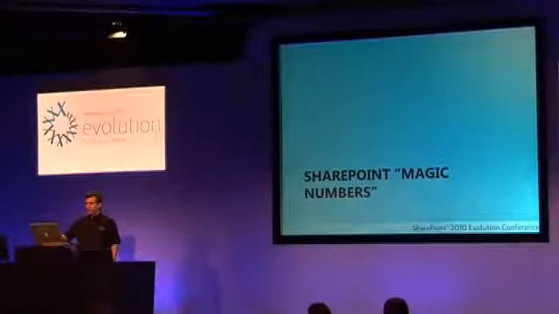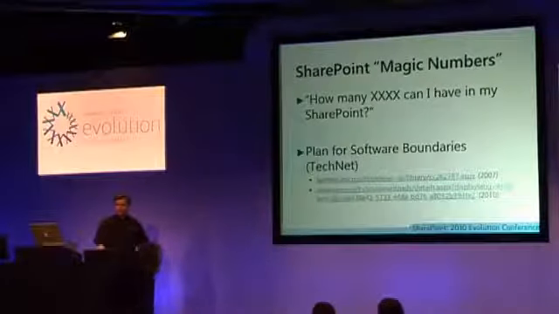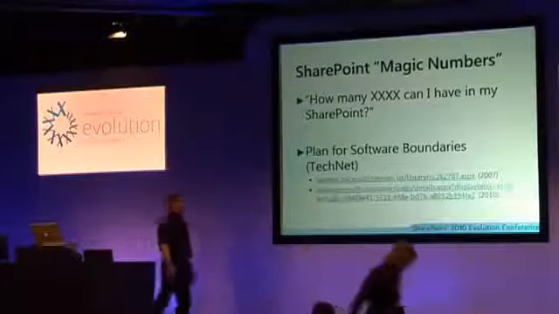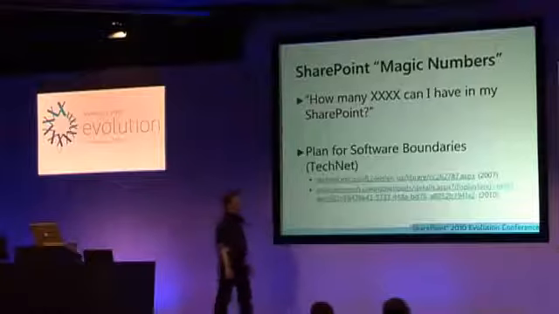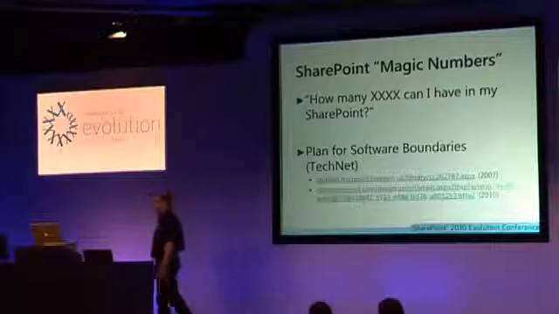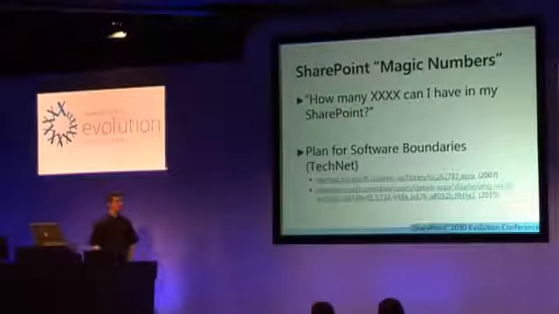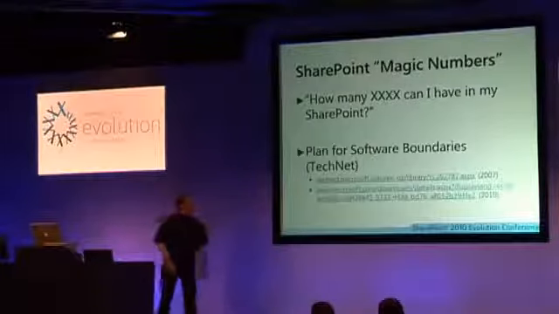Very briefly, before we leave, the magic numbers. This is how many 4x I can have in my SharePoint. I'm not talking about dodgy Australian lager. This is how many site collections I can have in a web app, all those kind of things. And there's a document on TechNet called Plan for Software Boundaries. Got the two links here, the old one and the new one.